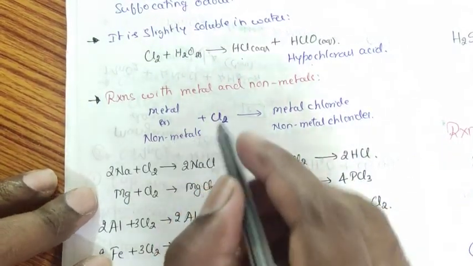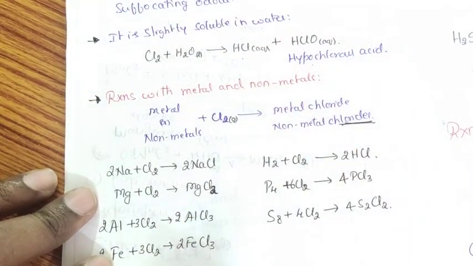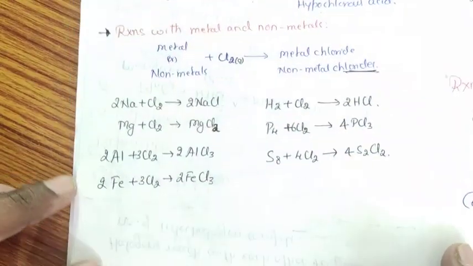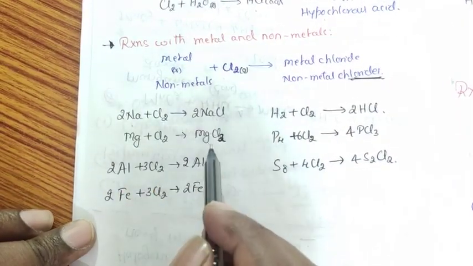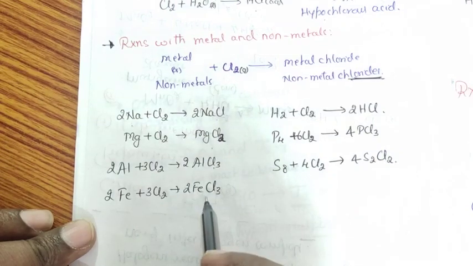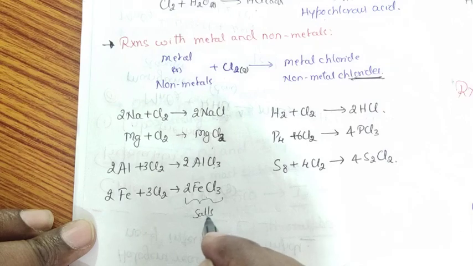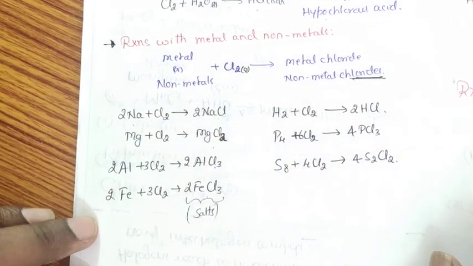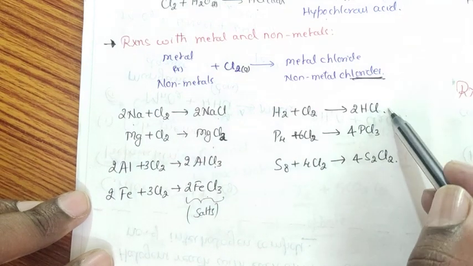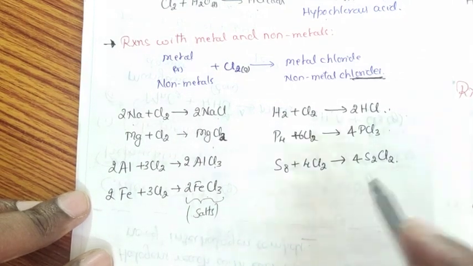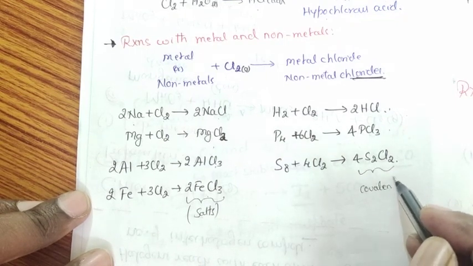Whenever metals and non-metals are made to react with chlorine, we get the respective chlorides. For example, sodium treated with chlorine gives sodium chloride, and we also get magnesium chloride, aluminum chloride, and ferric chloride. All these are collectively called salts. Whenever non-metals such as hydrogen, phosphorus and sulfur are treated with chlorine, we get hydrogen chloride, phosphorus trichloride and sulfuryl chloride, which are all covalent molecules.